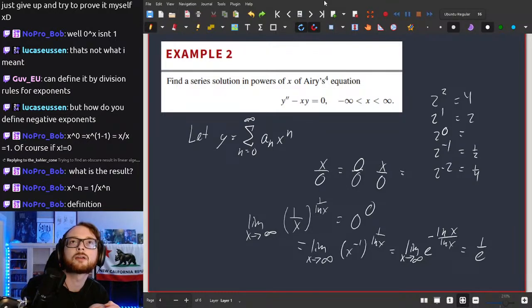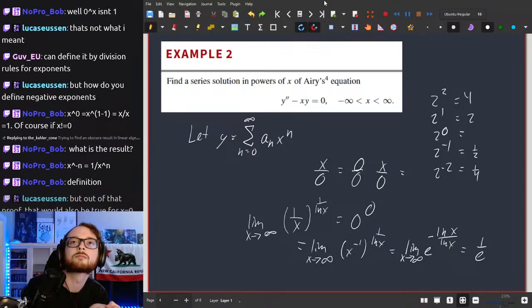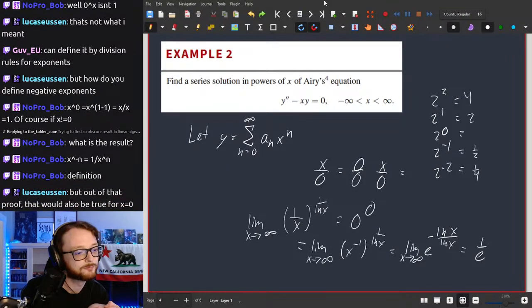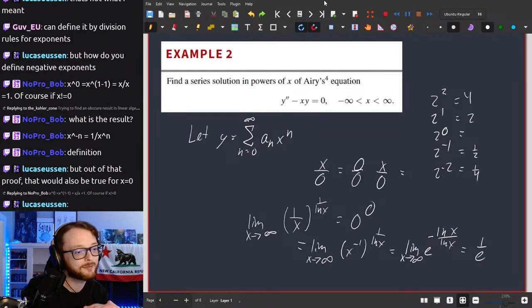How do you define negative exponents? I don't know. I'd have to Google it, I guess. I guess it's what Bob said.